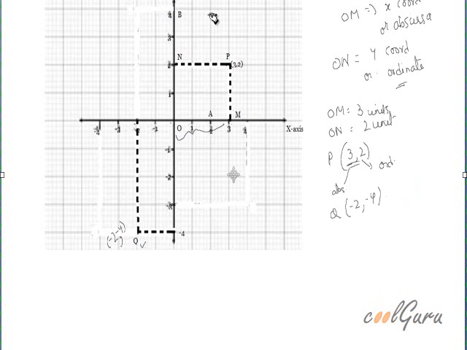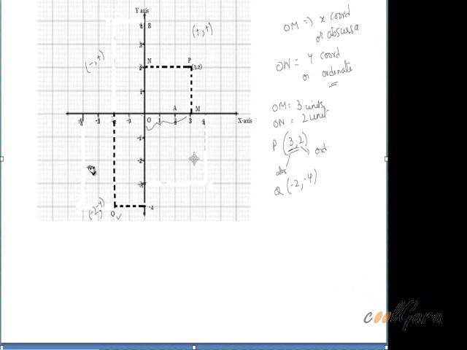So what we observe is that in the first quadrant, abscissa as well as ordinate both are positive, whereas in the second quadrant abscissa is negative and ordinate is positive. In the third quadrant, abscissa as well as ordinate both are negative, and in the fourth quadrant abscissa is positive and ordinate is negative.